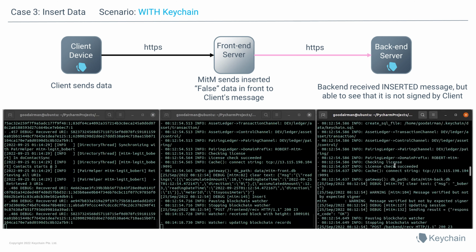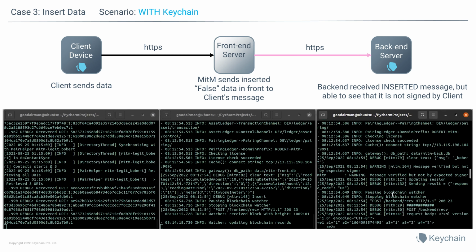And it decrypted the message. And this is what it received as its first message. This is the message that was inserted by the front-end server. And as you can see here, although it was able to decrypt the message, because it is also paired with the front-end server, it was not expecting this message to be signed by him. It was expecting the message to have been signed by the client. And because of that, it was able to verify the message, but it recognized that the message was from an unexpected signer. And as a result of that, it rejected the message that came from the unexpected signer.